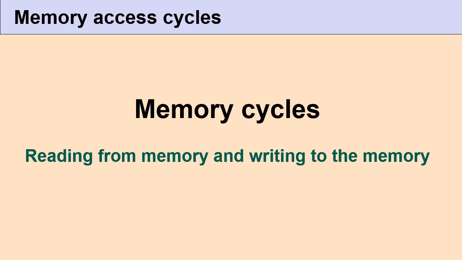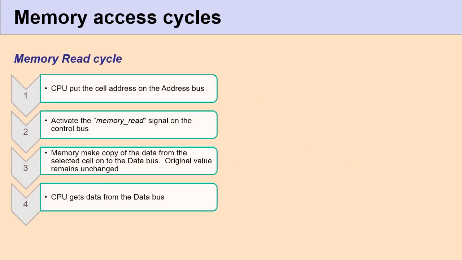Both these cycles have a carefully sequenced set of activities that need to be carried out by the CPU to get the operation done correctly. So let's look at the memory read cycle first. We know that the CPU is the bus master, which means the CPU decides from which memory location it is going to read the data. So the first thing the CPU needs to do is tell the memory which location it wants to access for the read operation, and that is done by sending the address of that particular memory cell through the address bus.